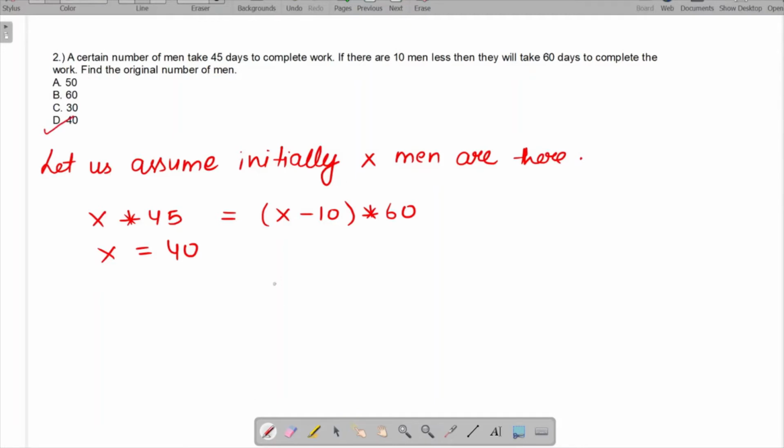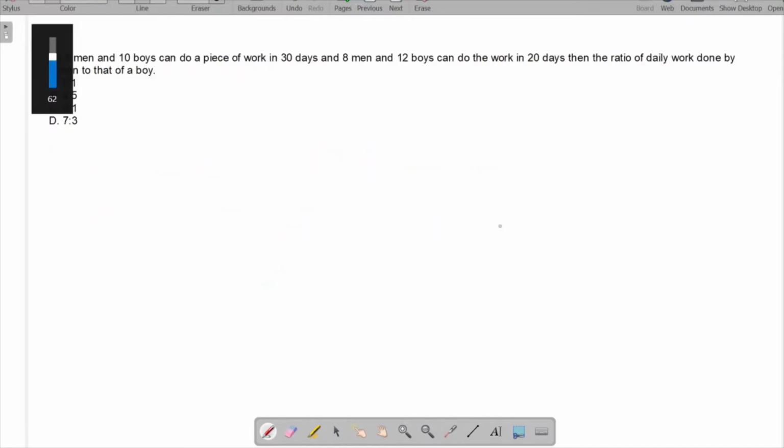So now let's move on to the next question. So let's now see the third question. 5 men and 10 boys can do a piece of work in 30 days, and 8 men and 12 boys can do the same work in 20 days. Then find the ratio of daily work done by a man to that of a boy. So we have to find the ratio in this question.